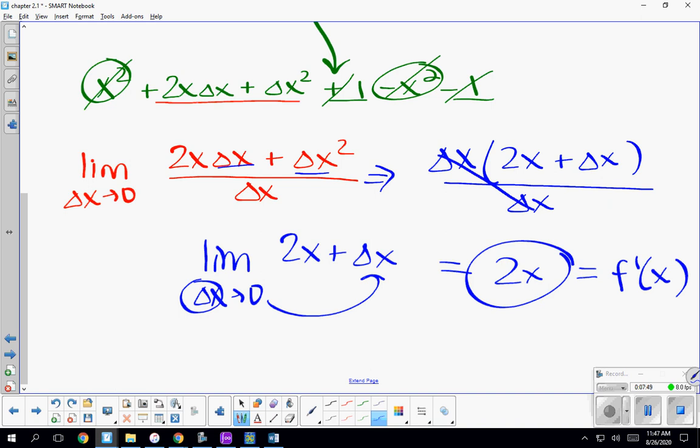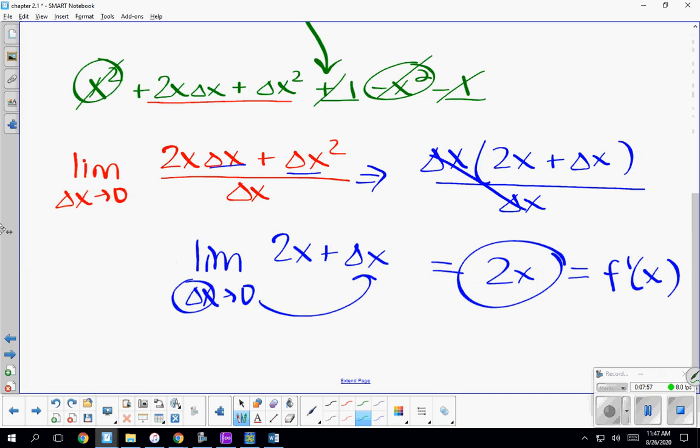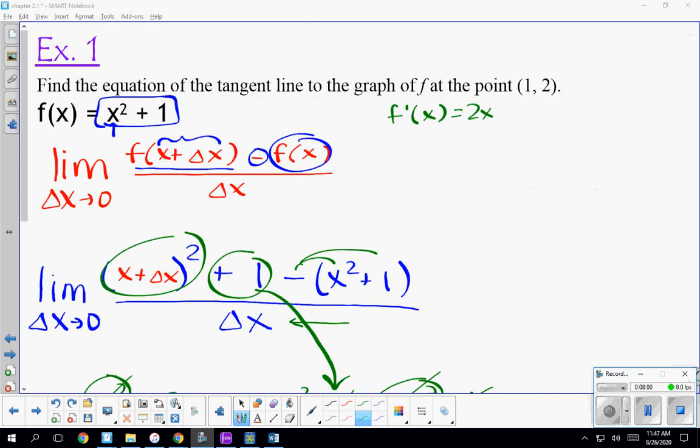And remember, that's at any given point. So now they wanted me to write the equation. So I can use this to find the slope of the tangent line. My ordered pair is 1, 2. So in order to find the slope at that point, I have to plug in this x value here. So the derivative, which is the slope of the tangent line at 1, is going to be 2 times 1, or 2.